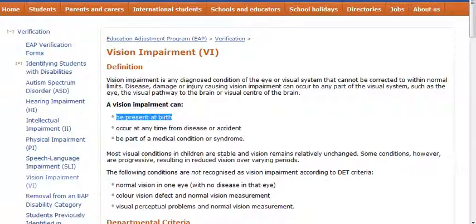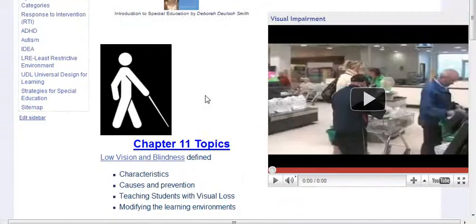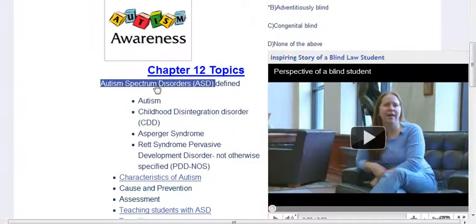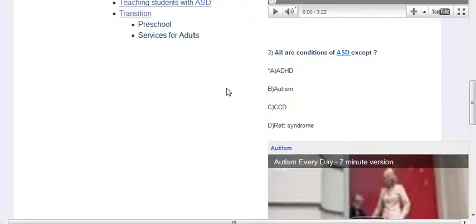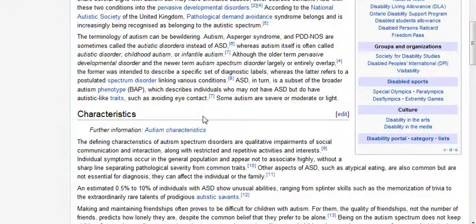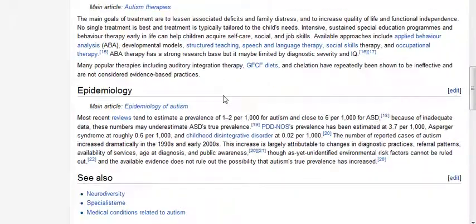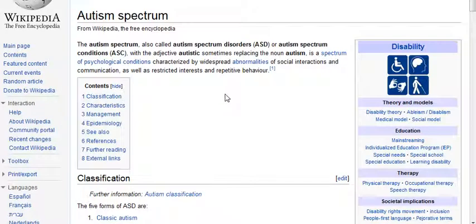Now I'm going to go back to my website and scroll down on some other topics. Chapter 12 talks about ASD or autism spectrum disorders, and there is a question about ASD. Clicking on that link, it tells us that ASD is basically a lot of information about ASD, and it is a very serious psychological condition that affects some special ed students.